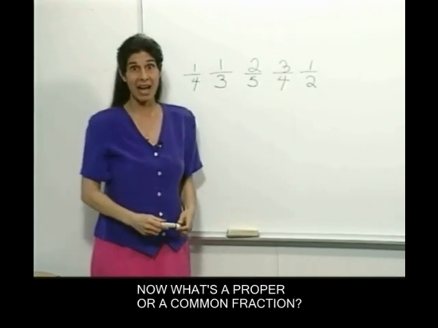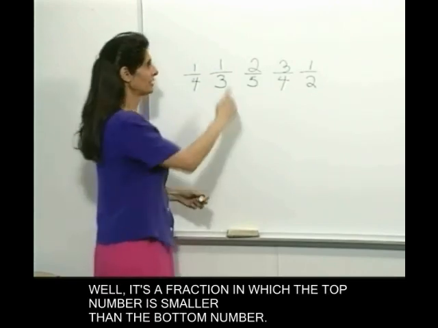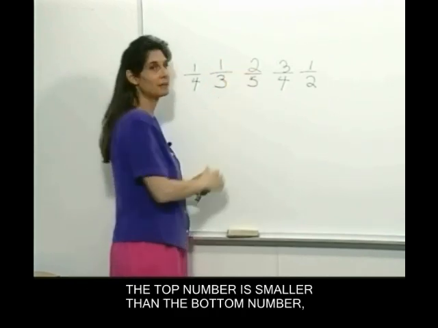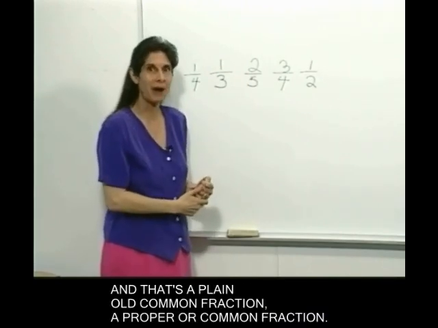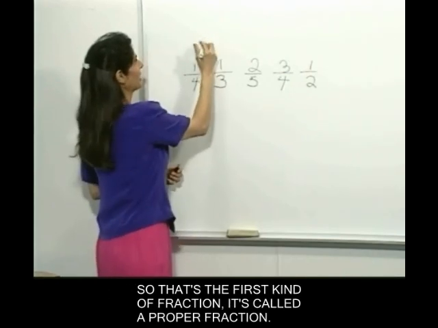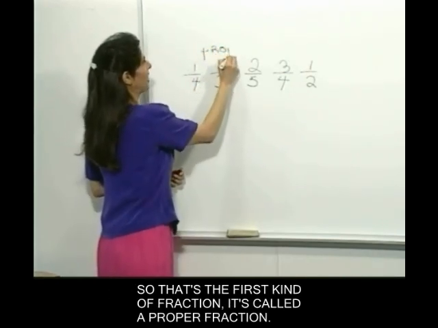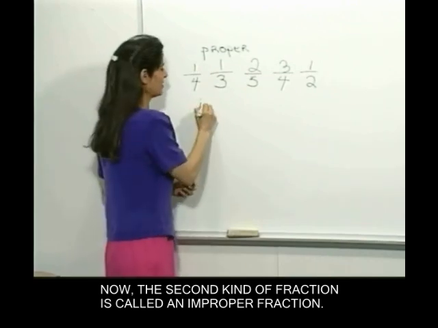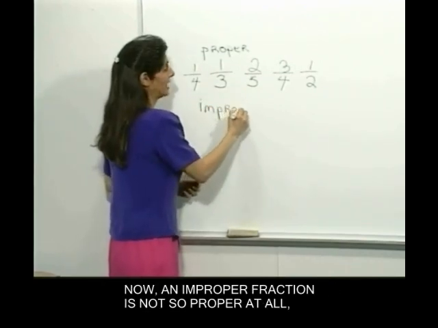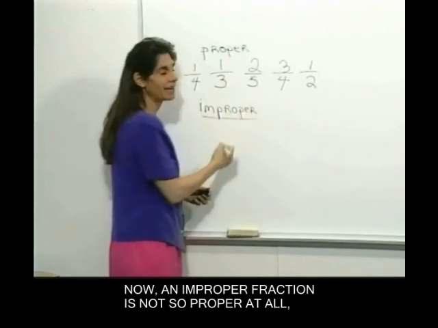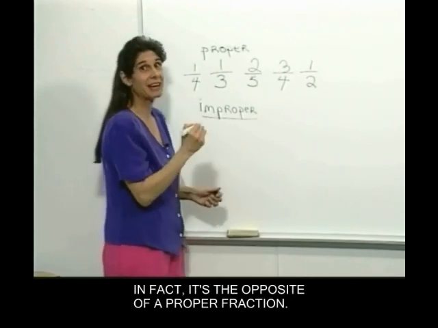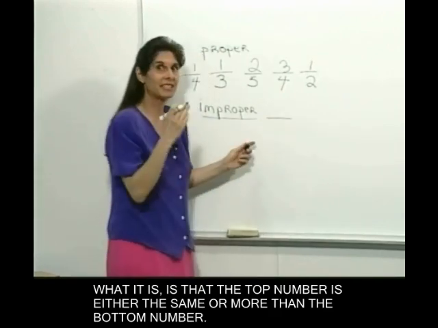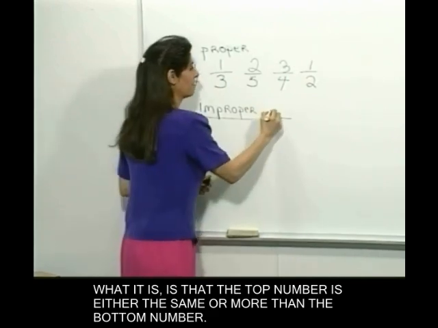Now, what's a proper or common fraction? Well, it's a fraction in which the top number is smaller than the bottom number. That's a plain old common fraction, a proper or common fraction. So that's the first kind of fraction. It's called a proper fraction. Now, the second kind of fraction is called an improper fraction. Now, an improper fraction is not so proper at all. In fact, it's the opposite of a proper fraction. What it is that the top number is either the same or more than the bottom number.